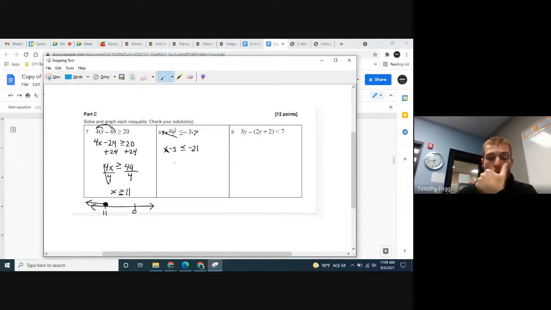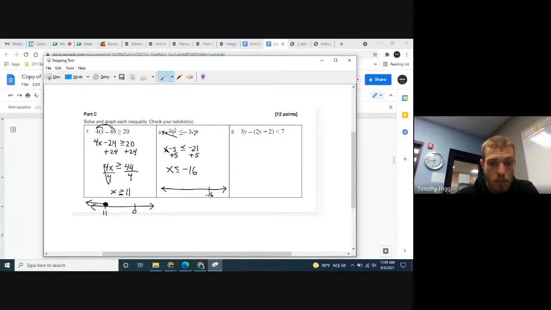Okay. What would be my next step to help me get x by itself? Well, hopefully you'd see, oh, I can add 5 to both sides. So that'll give us x is less than or equal to, and then -21 plus 5 is -16. How would I graph that? So again, let's look at our number line. Here, my value that I want to point out is -16. So let's go ahead and put that over here.